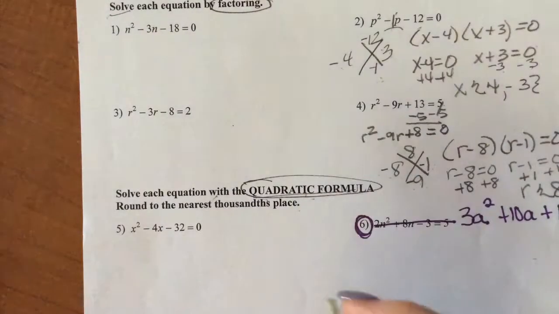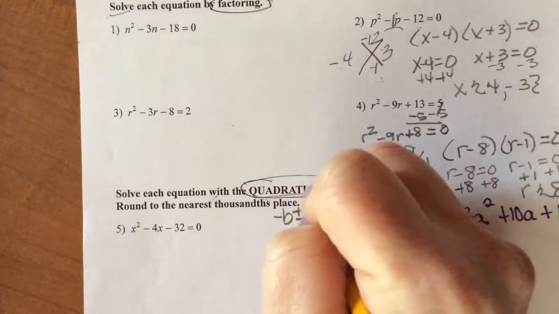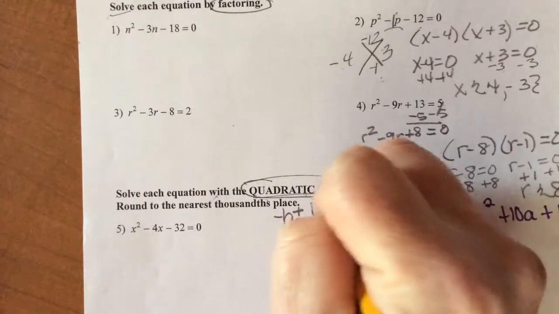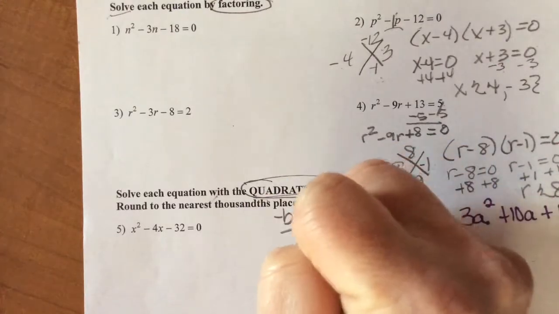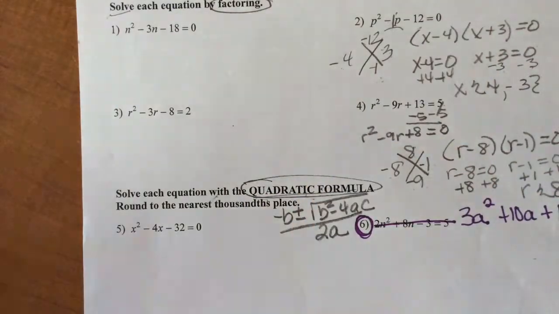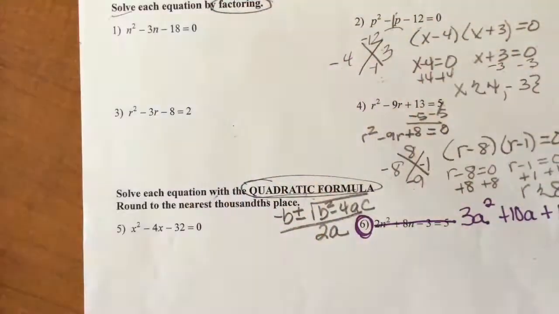If you guys remember, the quadratic formula is -b plus or minus the square root of b squared minus 4 times a times c, divided by 2 times a. Okay, that's the quadratic formula. That's what you use for this one.